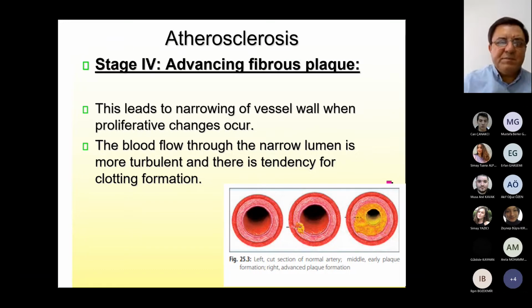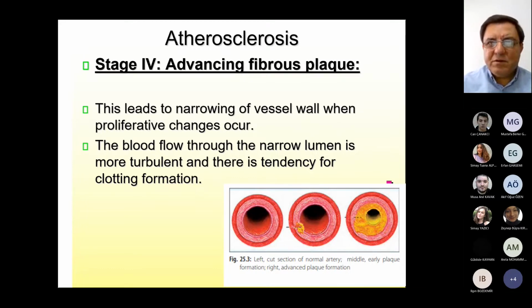And here, especially in the coronary arteries, occlusion from atherosclerosis may lead to myocardial infarction. And here the important thing is the clotting. So the blood flow, because of this narrow lumen, is more turbulent, and there's always that tendency for clot formation. Let's say if this becomes a thrombus, the thrombus may lead to the obstruction of the arteries.